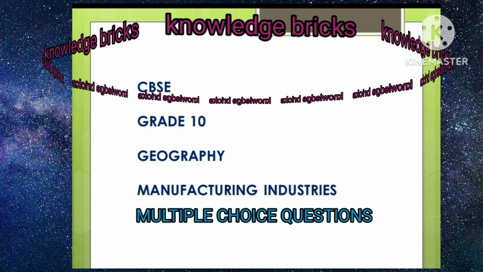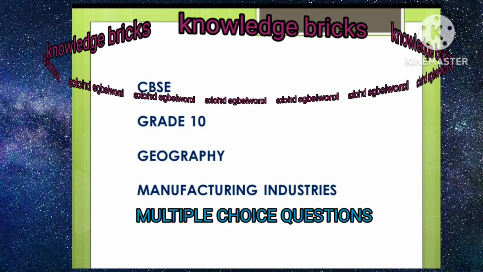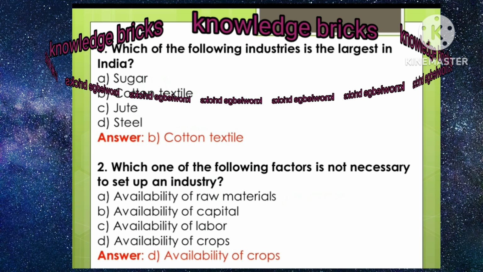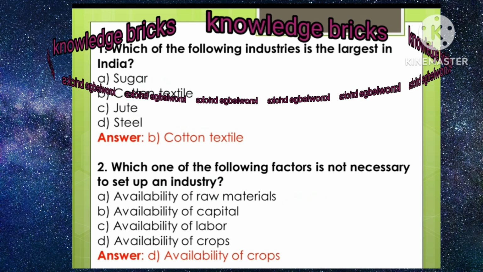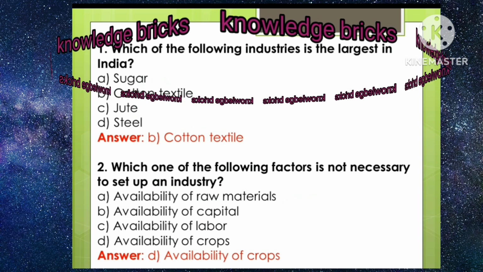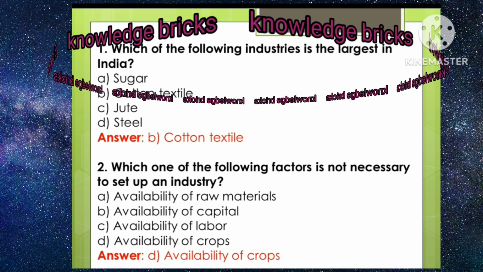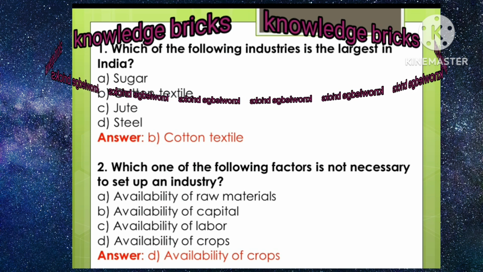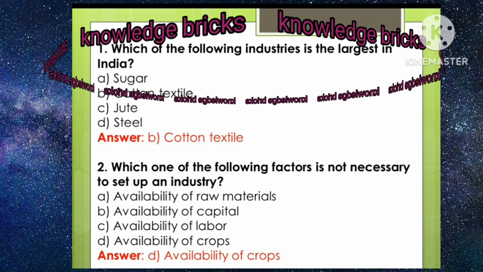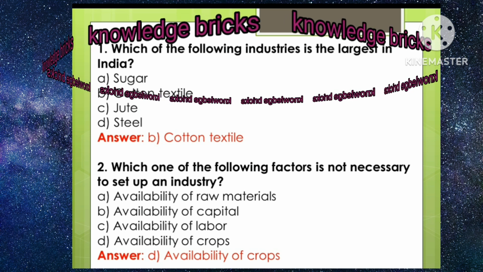CBSE Grade 10 Geography, Manufacturing Industries. Question number 1. Which one of the following industries is the largest in India? A. Sugar. B. Cotton textile. C. Jute. D. Steel. Answer B. Cotton textile. Second question. Which one of the following location is not necessary to set up an industry?